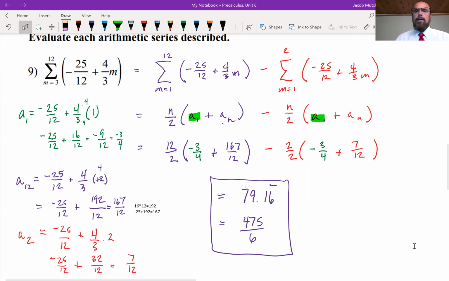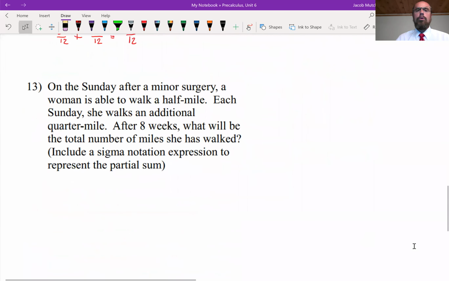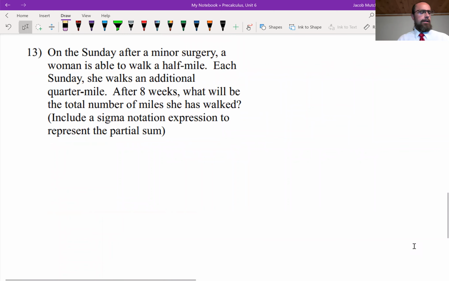Let's take a look at one last example that is a word question. So here I have a real life scenario on a Sunday after a minor surgery. A woman's able to walk a half mile. Each Sunday she walks an additional quarter mile. After 8 weeks, what will be the total number of miles she has walked?